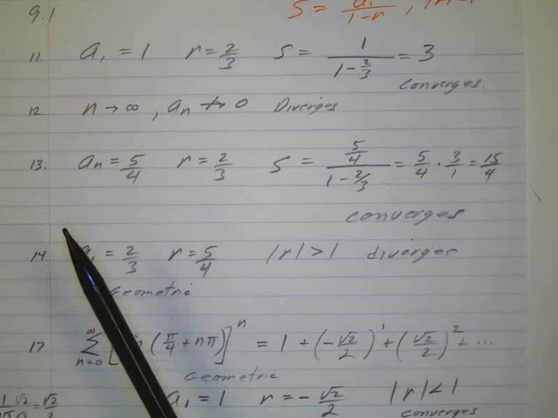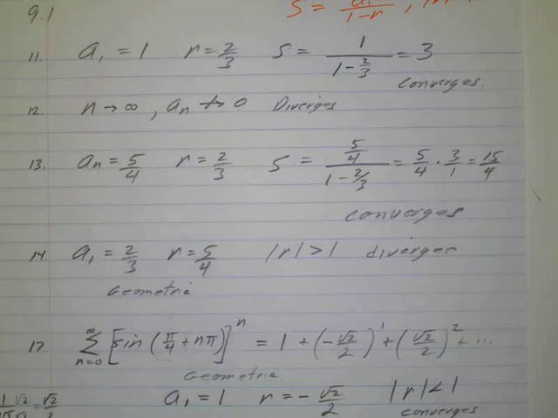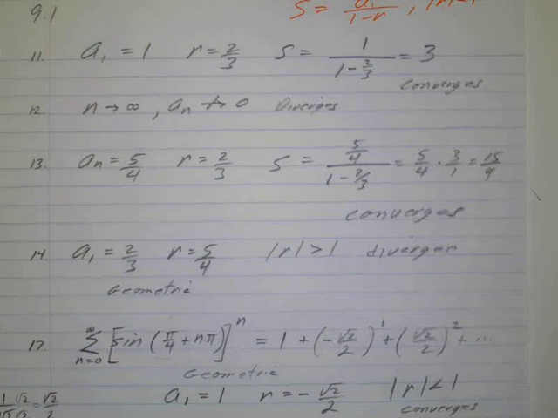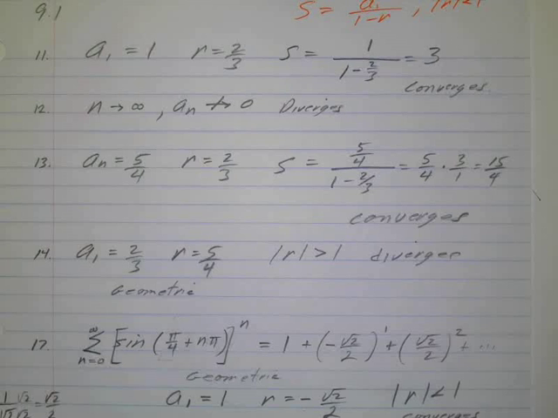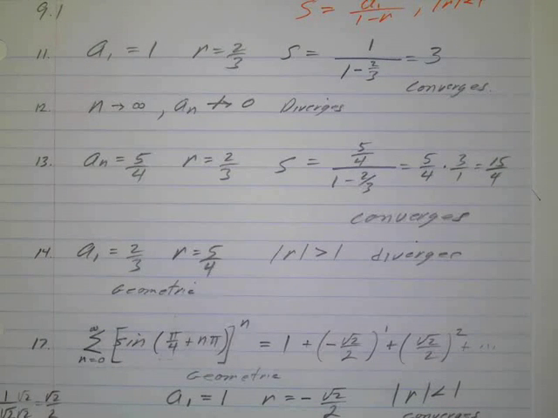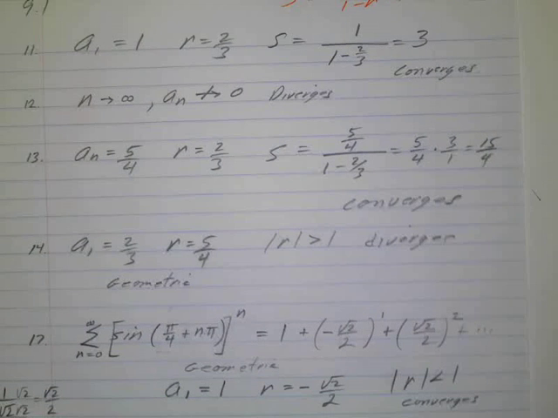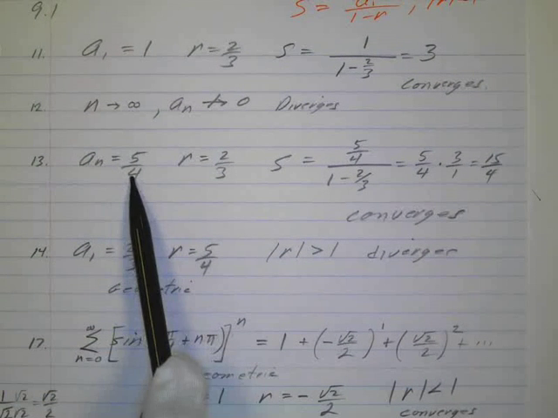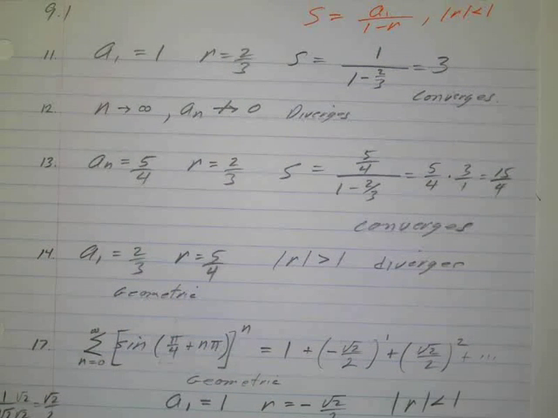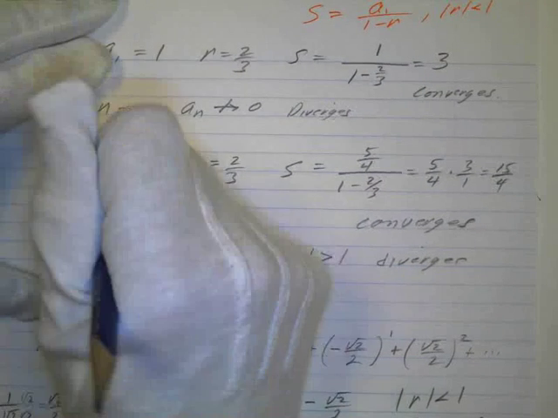Okay, and then number 13, if I look at that series, it's a summation where n goes from 0, so you can write out some terms. If you wrote out a few terms, you would see that when n is 0, you've got 5/4. When n is 1, you've got 5/4 times 2/3. When n is 2, you've got 5/4 times 2/3 squared. So it looks like your common ratio is 2/3. So I used a sub 1. Excuse me, that should be a sub 1, not a sub n. Pardon me.